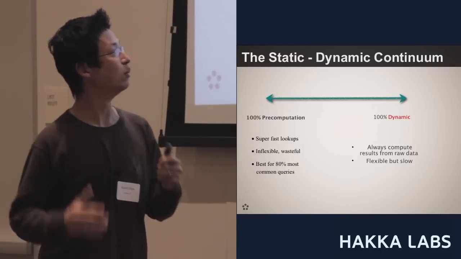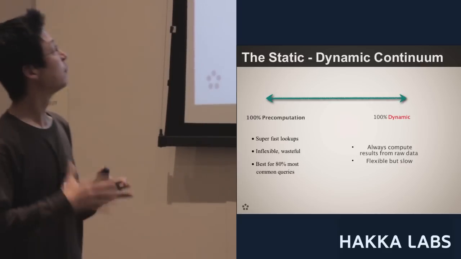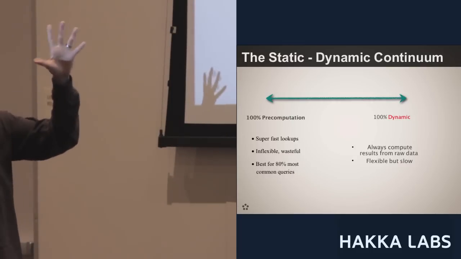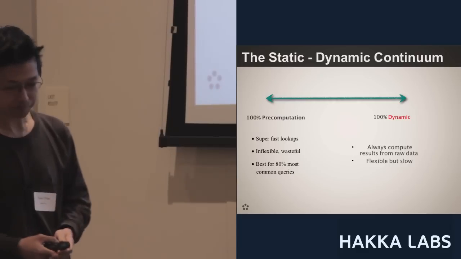And I think what we really want is something in the middle that is partly dynamic, where you can have enough pre-aggregation, but it's also flexible and fast at the same time.